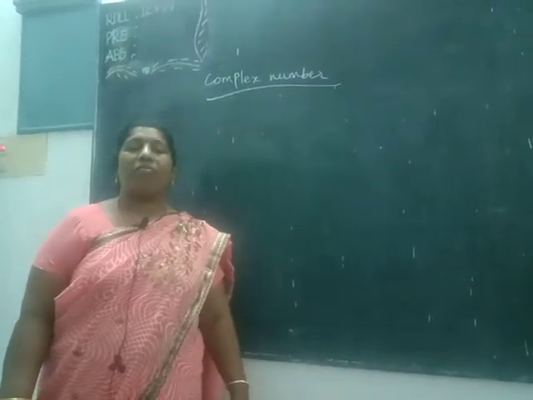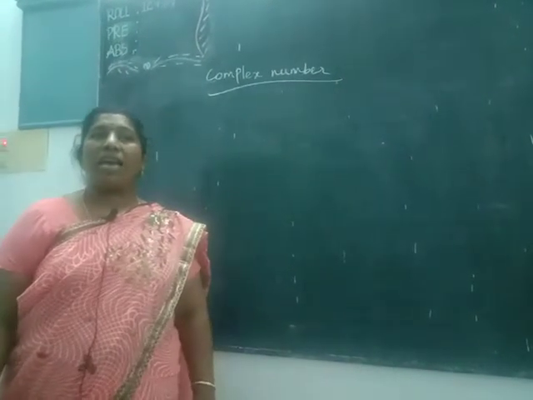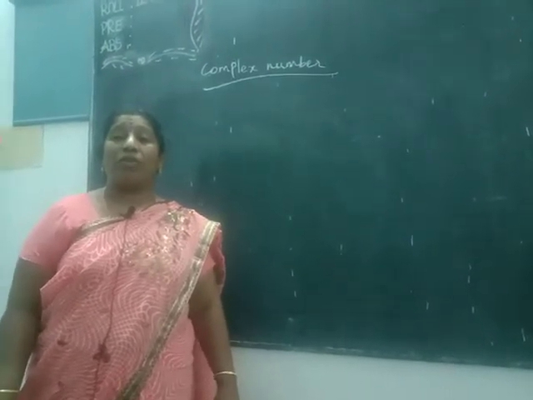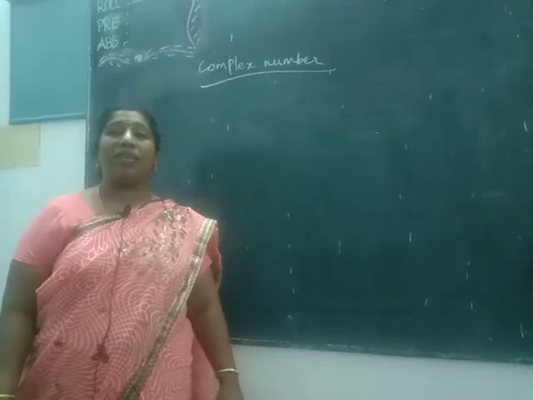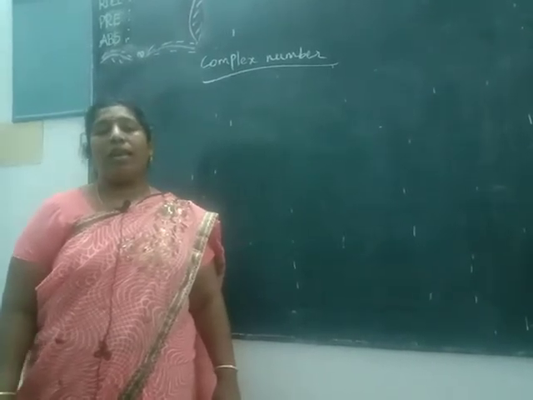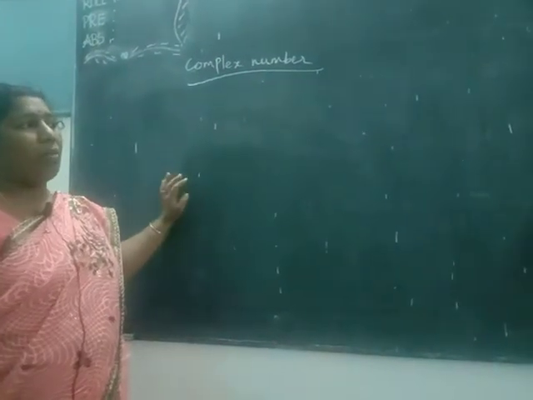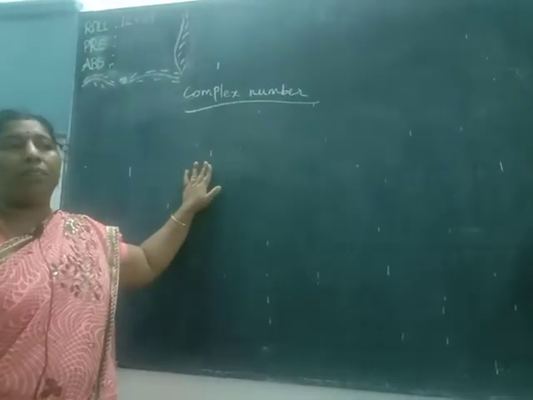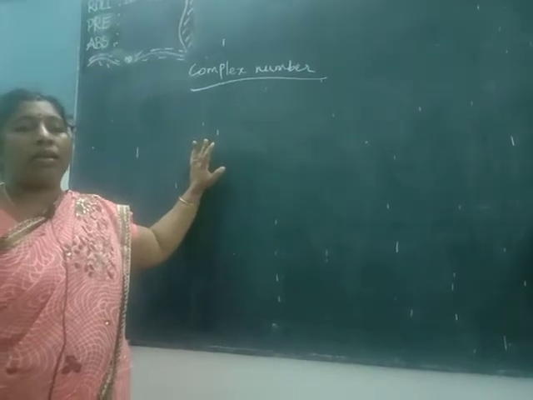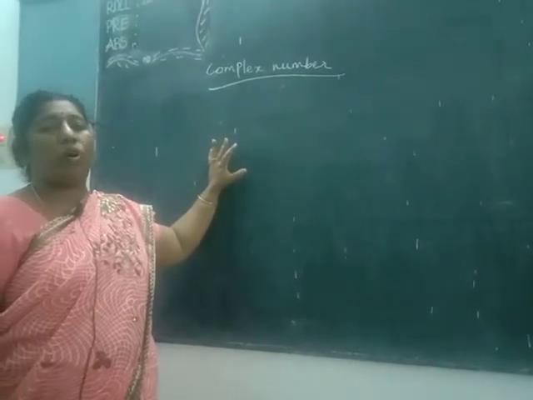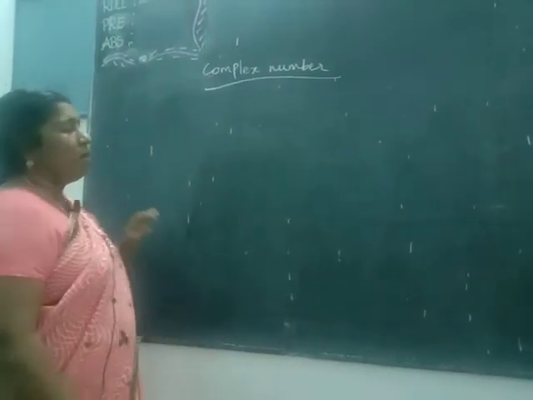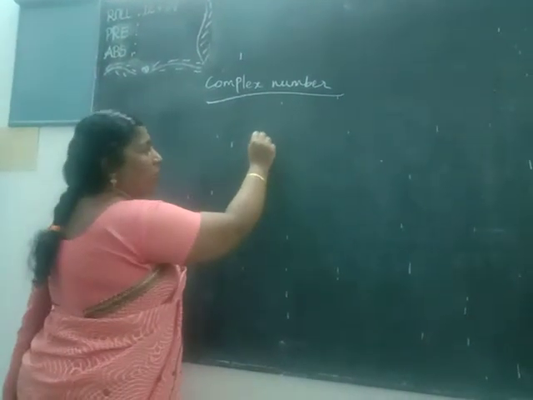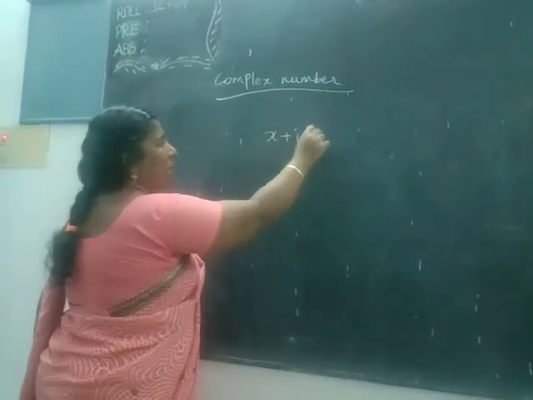Last class we learnt about imaginary powers of i. Do you remember? The value of root minus 1 is i and i squared is minus 1. Today we are going to learn about the general form of a complex number, the Argand plane, and algebraic operations of complex numbers. First, last class I explained the complex number form x plus iy.